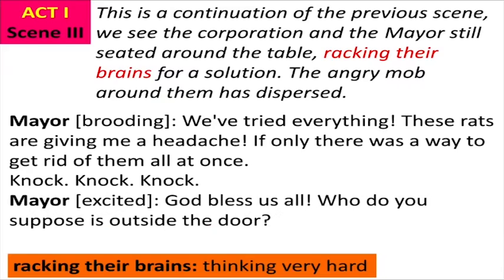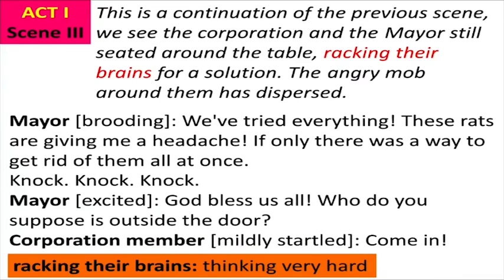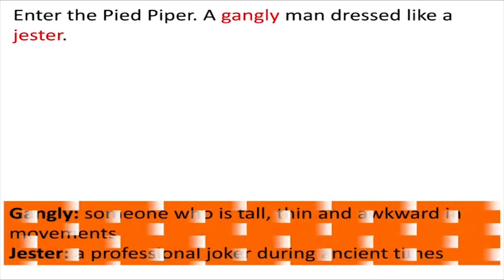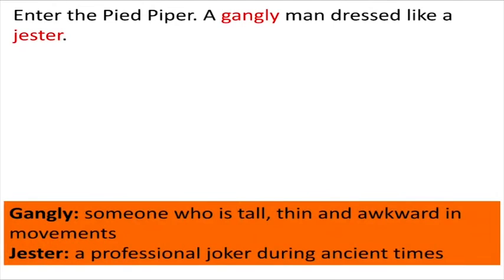The mayor felt excited. "God bless us all. Who do you suppose is outside the door?" Corporation member, mildly startled. So he was a little bit quietly astonished. He said, "Come in." Enter the Pied Piper, a gangly man dressed like a jester. Gangly means someone who is tall, thin, and awkward in movements, very funny. Jester means a professional joker during ancient times. So this was the appearance of the Pied Piper, who knocked outside the door, and when he came in, everyone was surprised to see him.